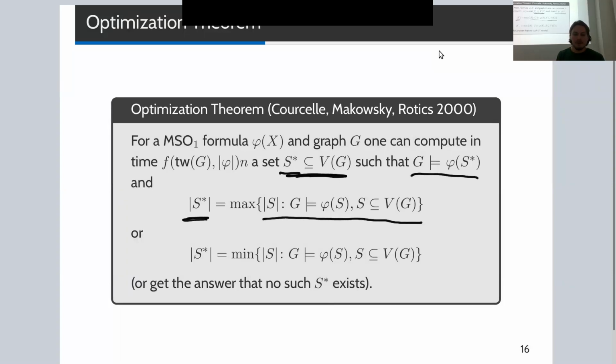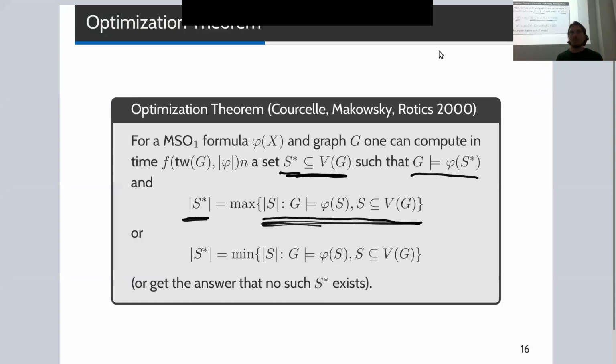So in other words, if our formula phi expresses that X is an independent set, then what this theorem would give you is a set S star that satisfies phi. So S star would also be an independent set. And what is this maximum number here? It is the maximum cardinality of a set that satisfies phi. In other words, it is the maximum cardinality of an independent set. So S star should have the same size as the maximum independent set. In other words, S star is a maximum independent set.